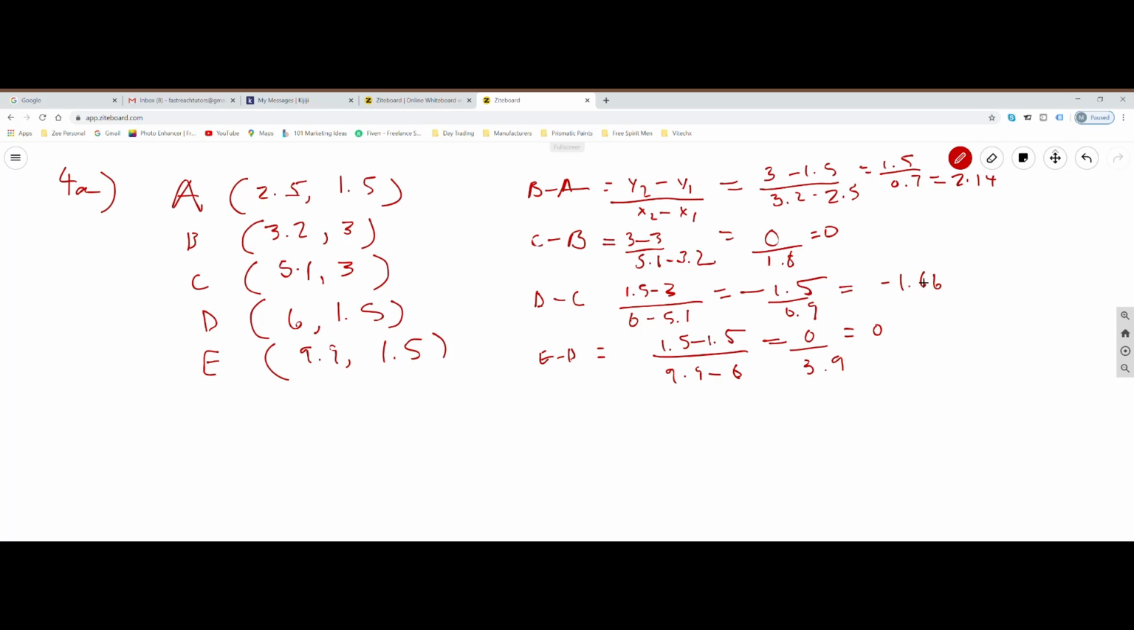And you can see which one has the highest value. The highest value is the slope. The magnitude of the slope between A and B is the highest. So the slope between A and B is greater.